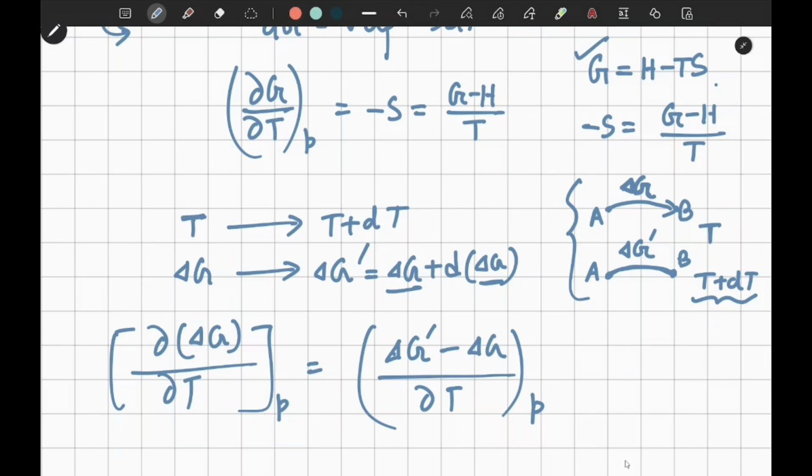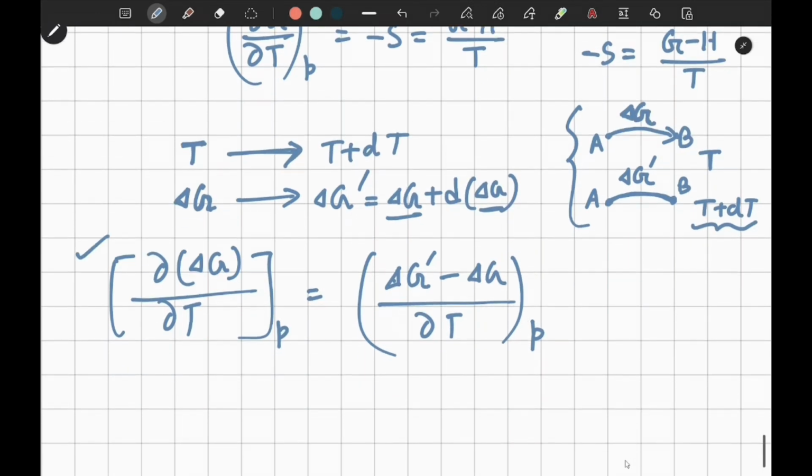So when it was T, the change in Gibbs energy is delta G. And if you change the temperature from T to T plus dT, delta G changes to delta G prime. So delta G prime can be written as delta G plus d, the small change in the Gibbs energy change. So this is d of delta G. Now, if you are interested in calculating how this change is manipulated, this change is controlled by this dT. For that, you need this. And we are considering a constant pressure process.